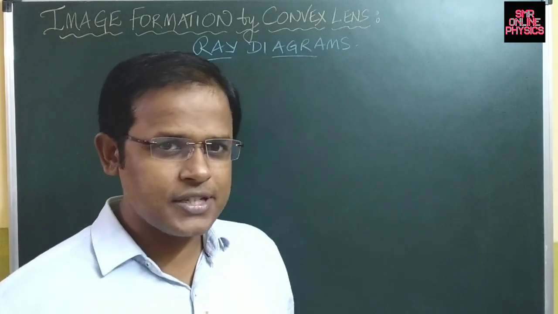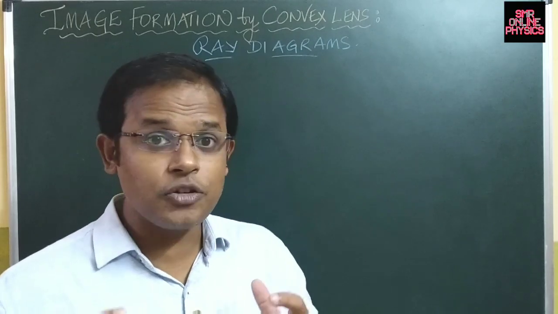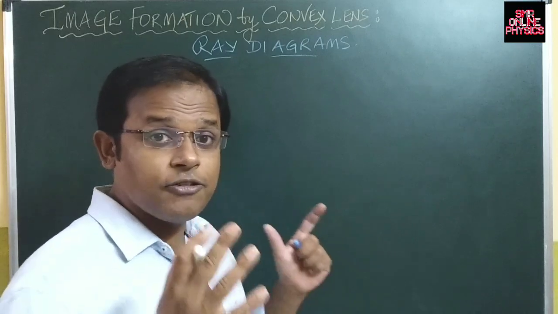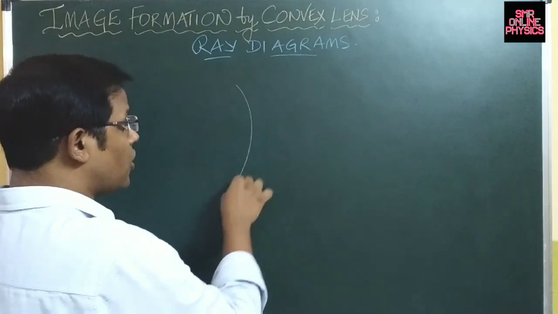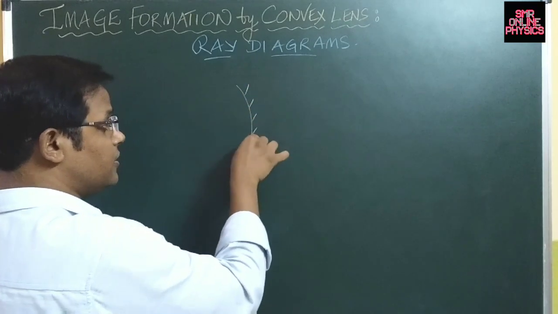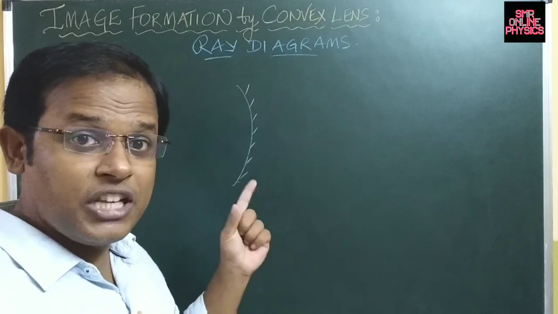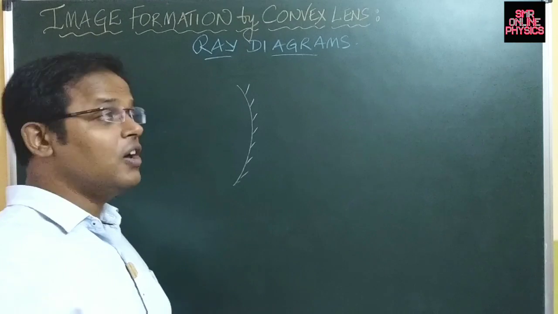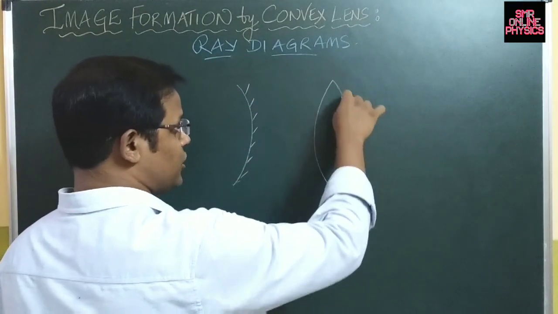Since we have already discussed in our previous classes the image formation by concave and convex mirrors, remember the properties of concave mirrors. This is your concave mirror, a converging mirror. It can form real as well as virtual images. The same properties of images are valid for convex lens. So the names are getting interchanged.